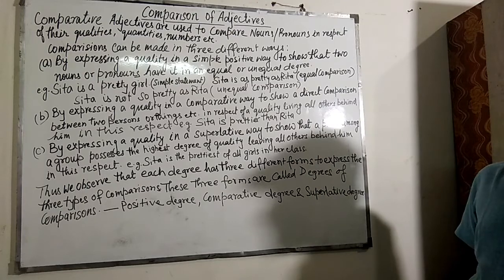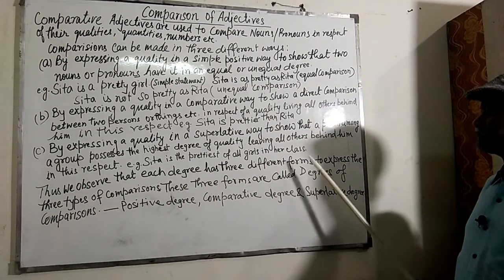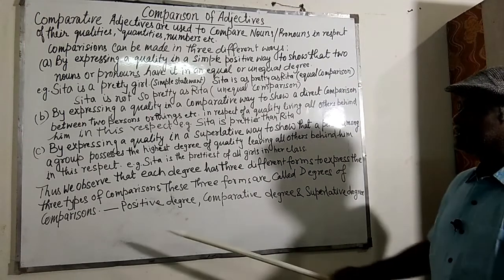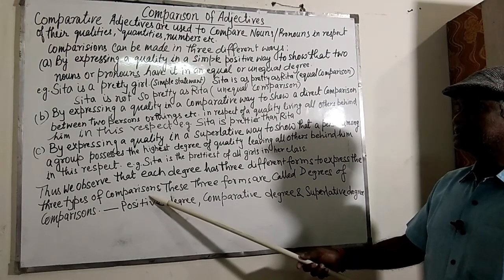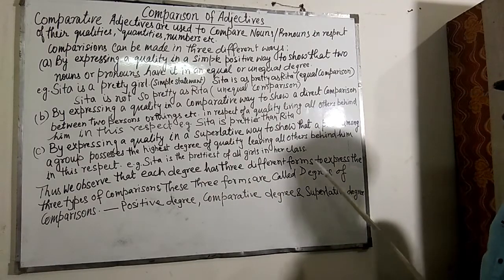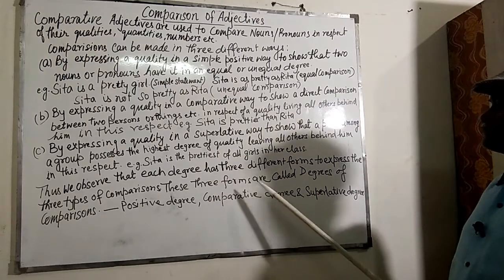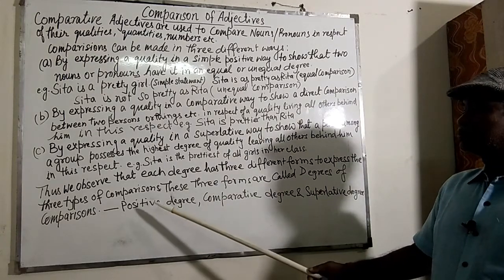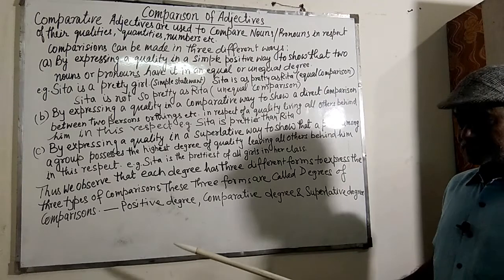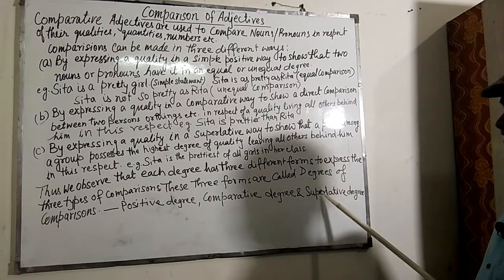Thus, we can observe that each degree has three different forms to express three types of comparisons. These three forms are called degrees of comparison. Those three degrees are positive degree, comparative degree, and superlative degree.